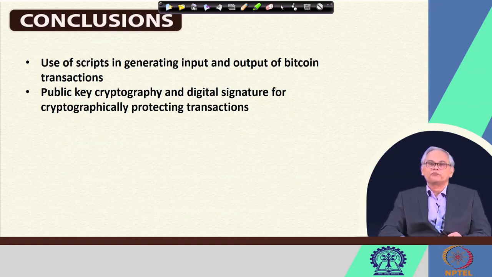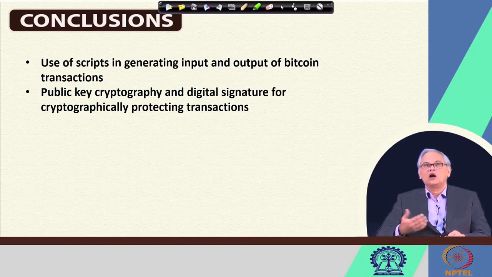So, with that we come to the end of today's lecture. In conclusion, we would like to summarize what we have discussed. We have discussed in detail how the scripts are used for generating input and output of Bitcoin transactions, and very importantly, now we have understood the applications of public key cryptography and digital signature for cryptographically protecting the transactions.